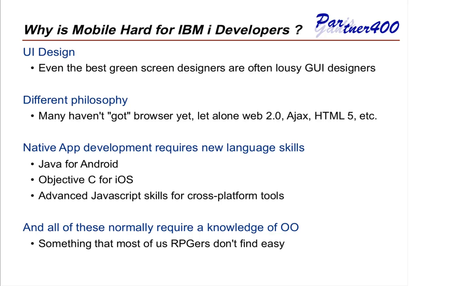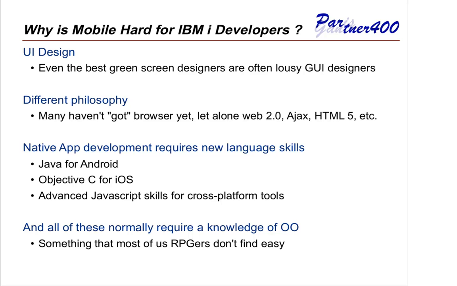Let's talk a bit about why mobile's hard for IBM people. Even the best of the green screen designers are typically lousy GUI designers. I have seen so many truly horrible GUI designs by 5250 people. It's a different philosophy. Most people just don't get the browser yet. They don't understand what Web 2.0, Ajax, all of this stuff can do for them. You need new language skills. You need Java or Objective-C, and either way you need advanced JavaScript if you're going to use cross-platform tools.